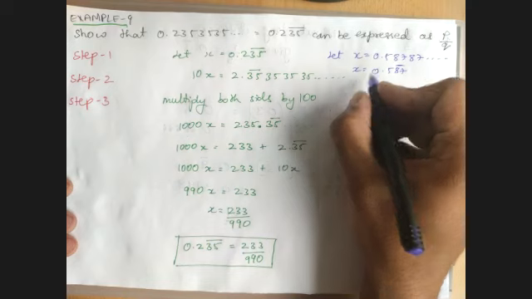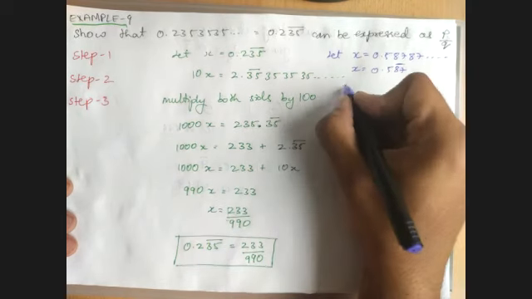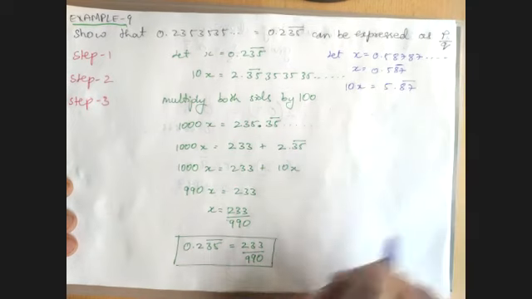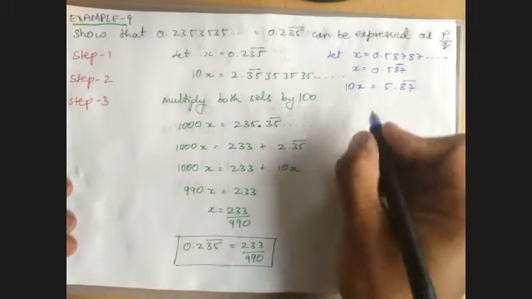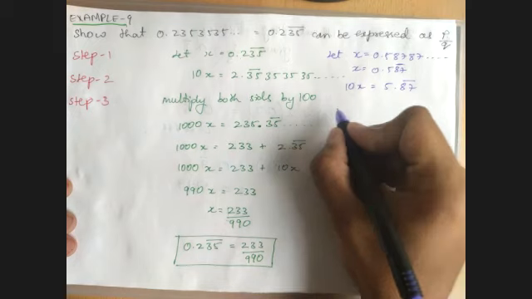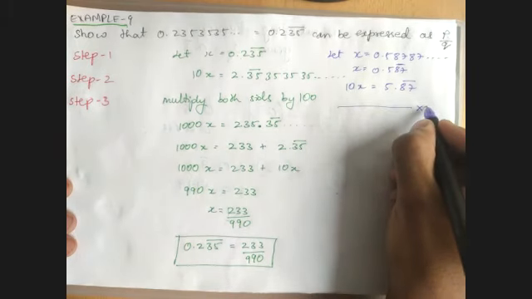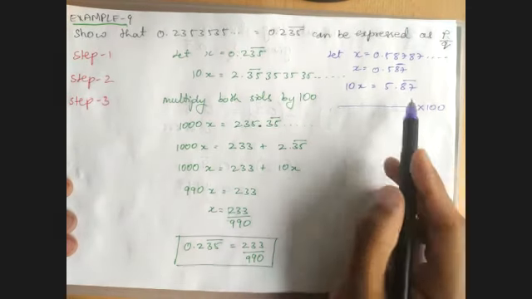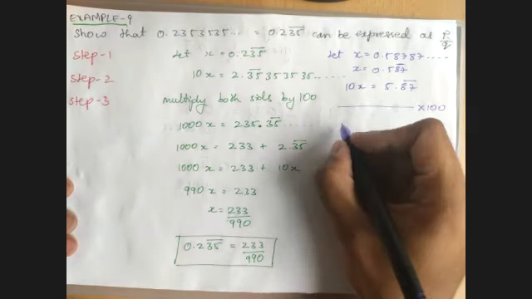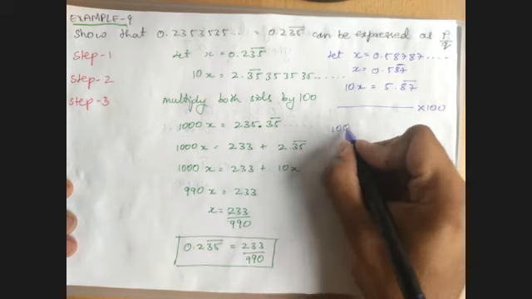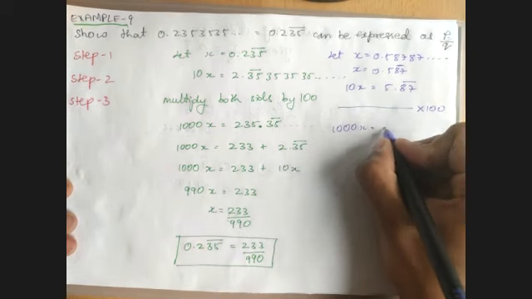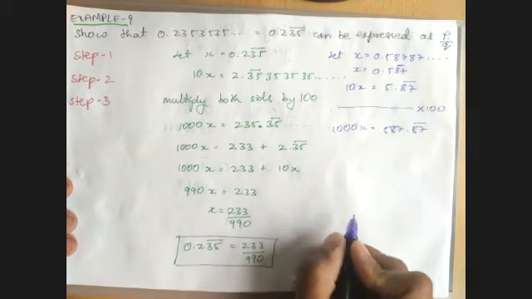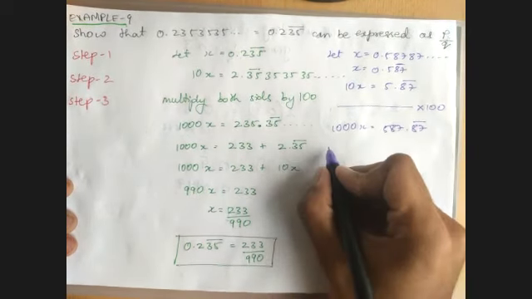That means I have to multiply this by 10. So 10x is equal to 5.87. Right? Now it is simple. Multiply both sides by 100 because there are two digits which are recurring. So this would be equal to 1000x is equal to 587.87 recurring.